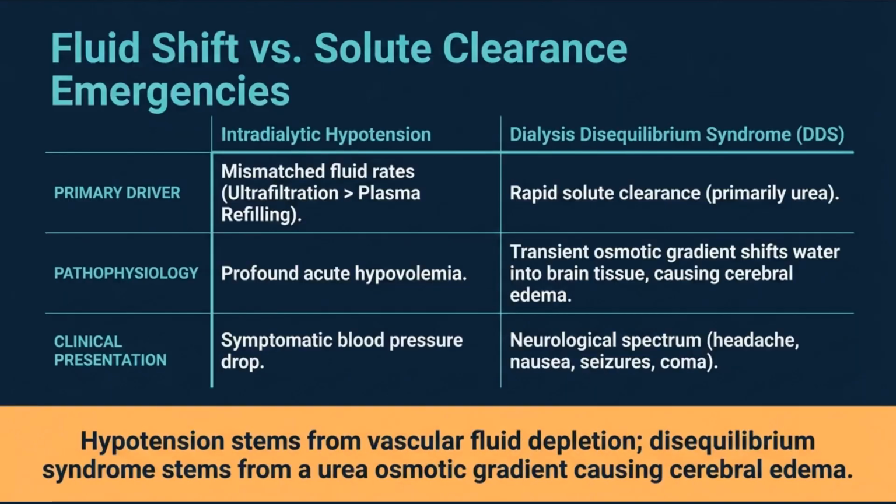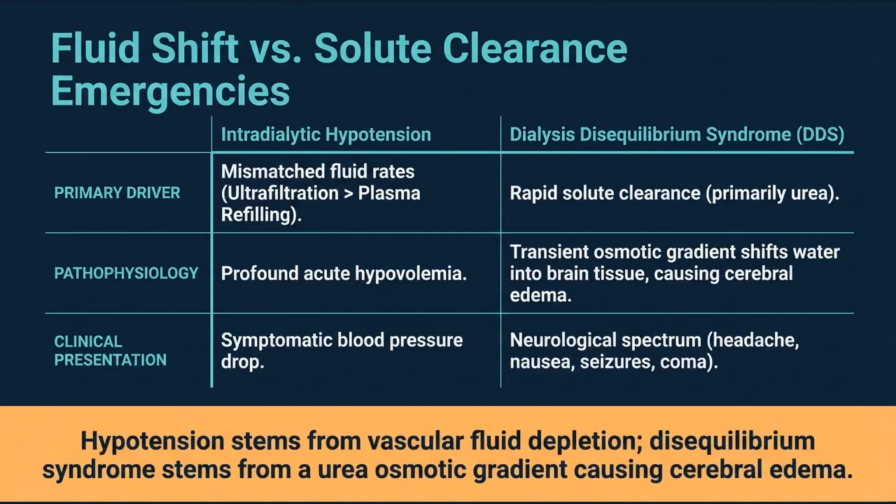Intradialytic hypertension is primarily driven by this exact mismatch, where the ultrafiltration rate exceeds the plasma refilling rate. This leads to profound hypovolemia and symptomatic hypertension. Another major emergency is dialysis disequilibrium syndrome.